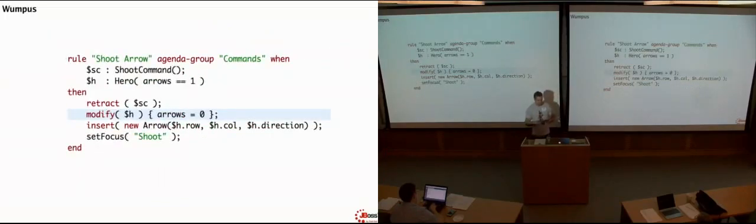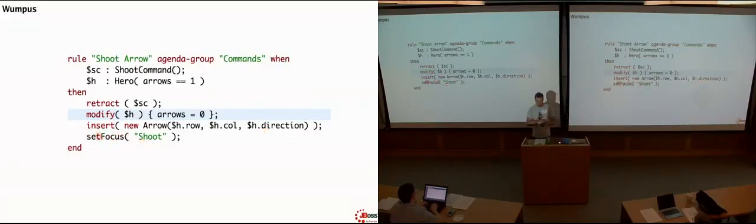The last one that's quite interesting is the shoot arrows. You saw the direction you're facing. I can press a command that says I want to shoot this arrow. So we know when this pattern is matched, the user has pressed the shoot command button. We have to make sure the hero has at least one arrow. Well, we know that they only have one, so it's 1 or 0. So we retract the command. We set the arrows to 0, so they can no longer fire any more arrows. And then we insert the arrow with a direction. The arrow direction is the direction of the hero, and we change the focus to shoot.